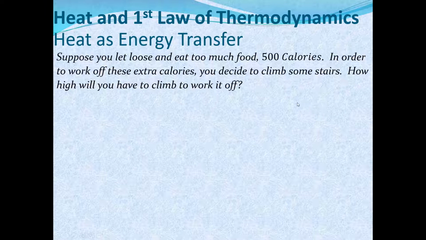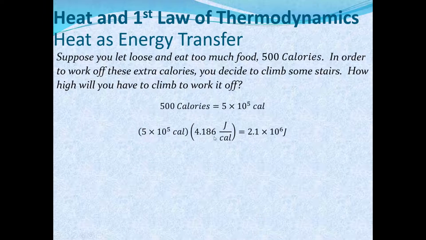All right. So here we want to know how high do we have to climb in order to work off 500 big C calories. What we need to remember is that this is 500,000 little calories. So 5 times 10 to the fifth calories. Then we're going to use the conversion factor that 1 calorie is 4.186 joules per calorie, and we get this number of joules. From here, we know a relationship between energy and height, the potential energy equation, P equals mgh.